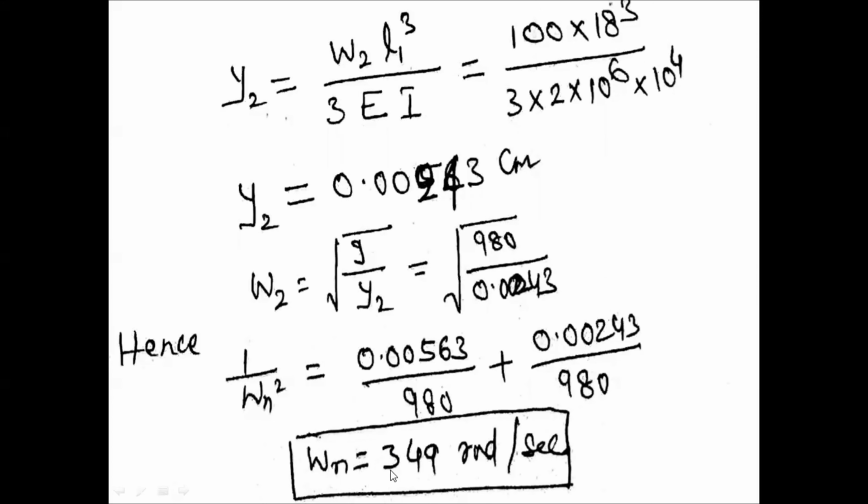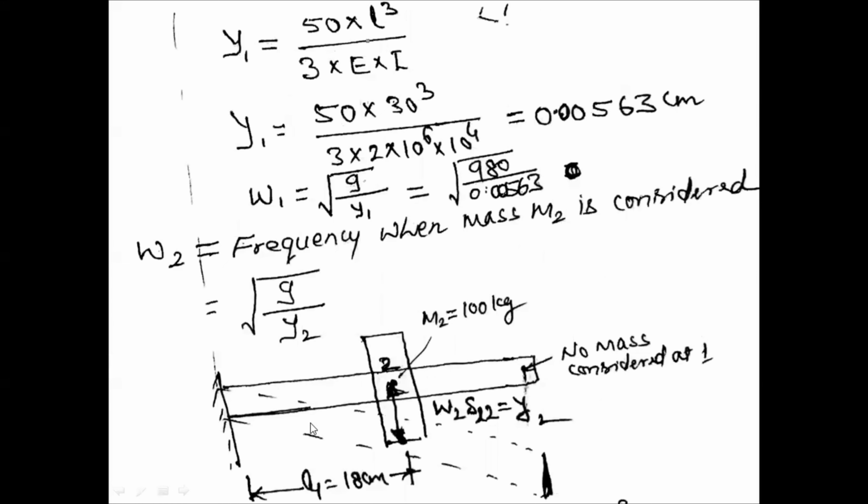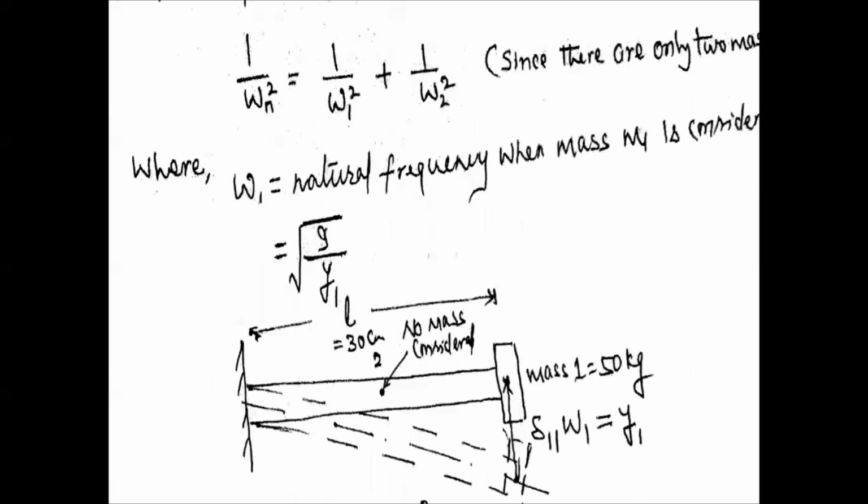If you compare, in my previous lecture, I calculated the fundamental natural frequency using Rayleigh's method. The frequency value for the same problem came out to be 355. Now, using Dunkerley's method, the frequency value comes out to be 349. So Dunkerley's method gives you slightly lower values because of what we are considering here, the dynamic force.